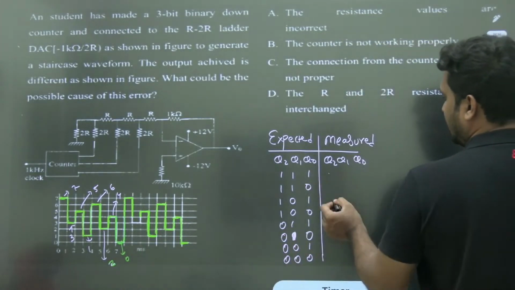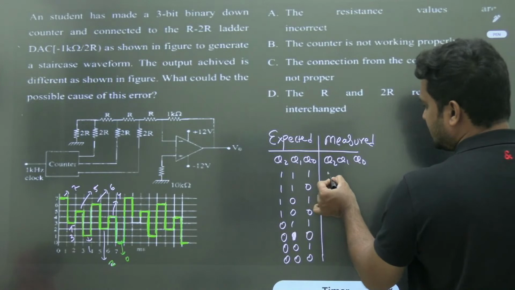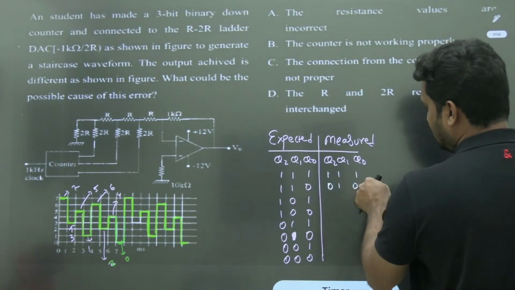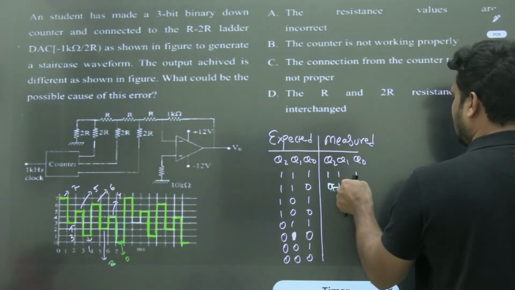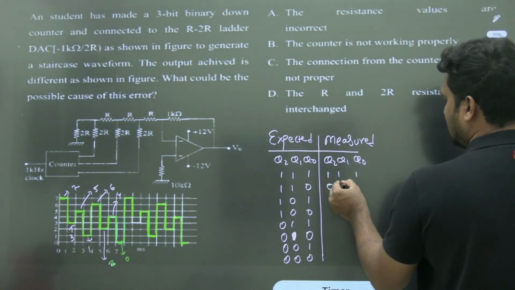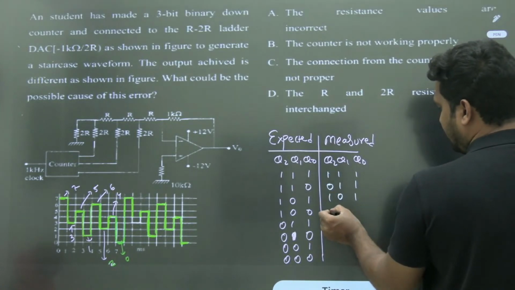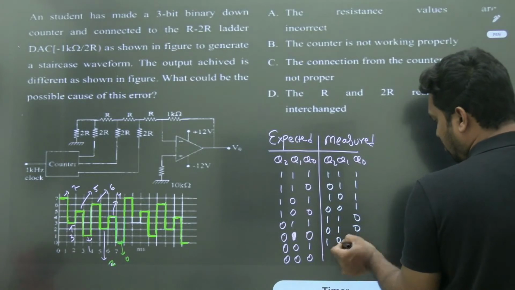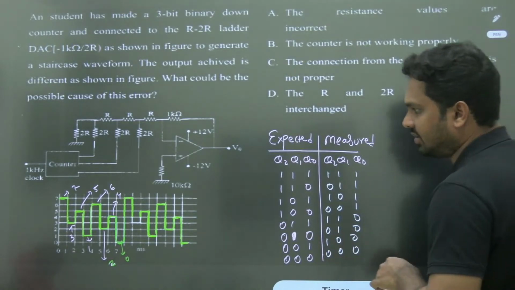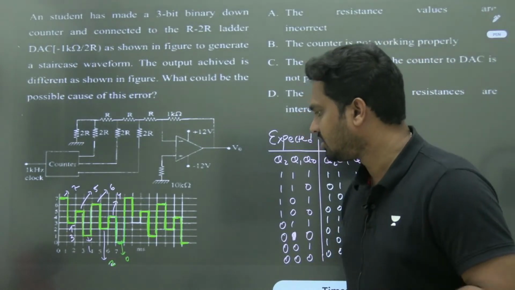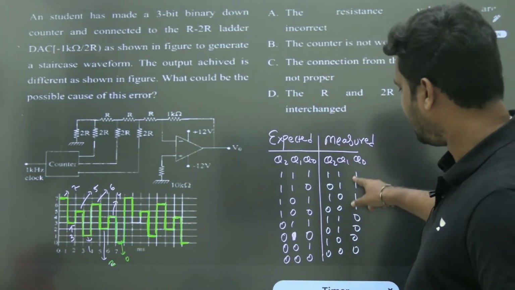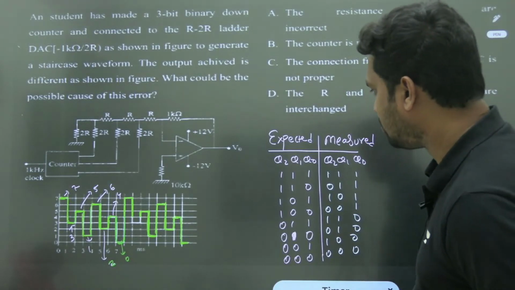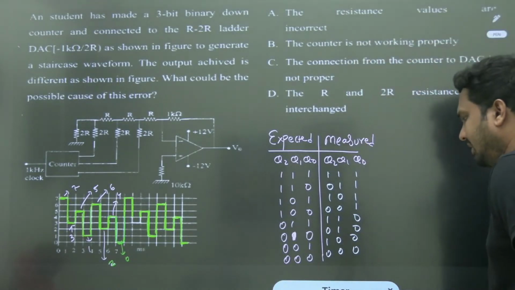What you got is 7, 3, 5, 1, 6, 2, 4, 0. This is what you measured. So is there any relation between these two?